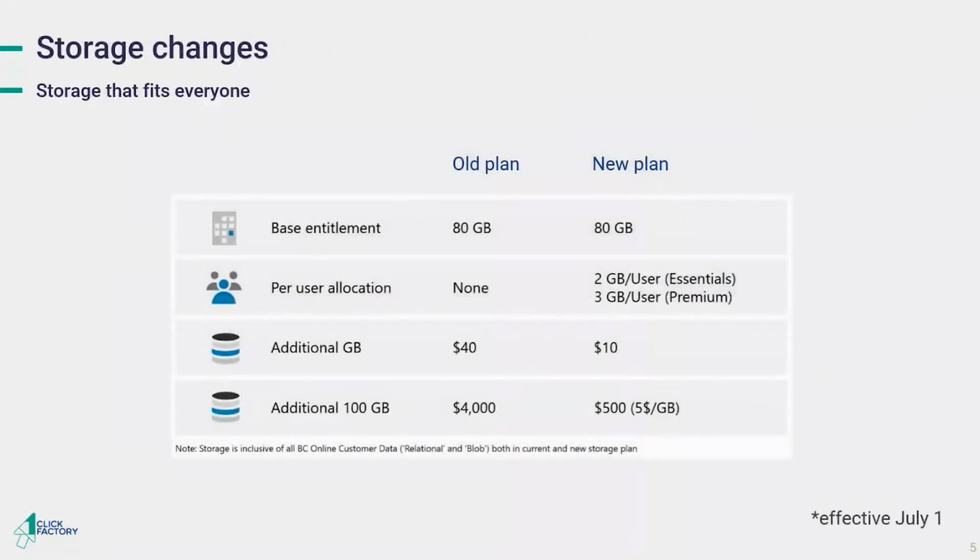I believe everyone knows it, because it's a really important topic for everyone: the storage. So what did Microsoft introduce and change? Basically, they tried to close this topic once and for all, so that everyone would be happy with the storage plans. As you can see, we get some additional per user allocation that helps a lot. Additional gigabytes cost less now, and keep in mind, if you have this additional gigabytes SKU, they won't convert it automatically, so you should contact Microsoft to change it.